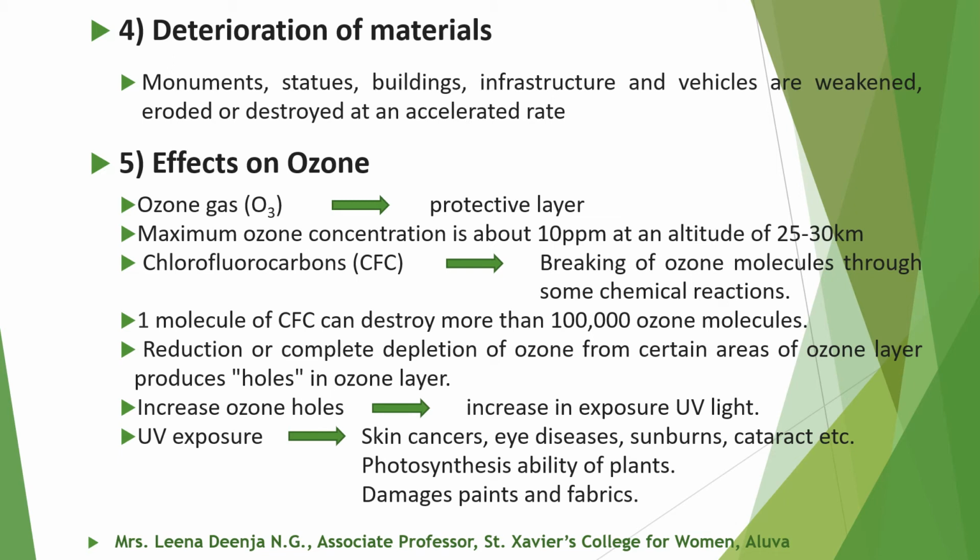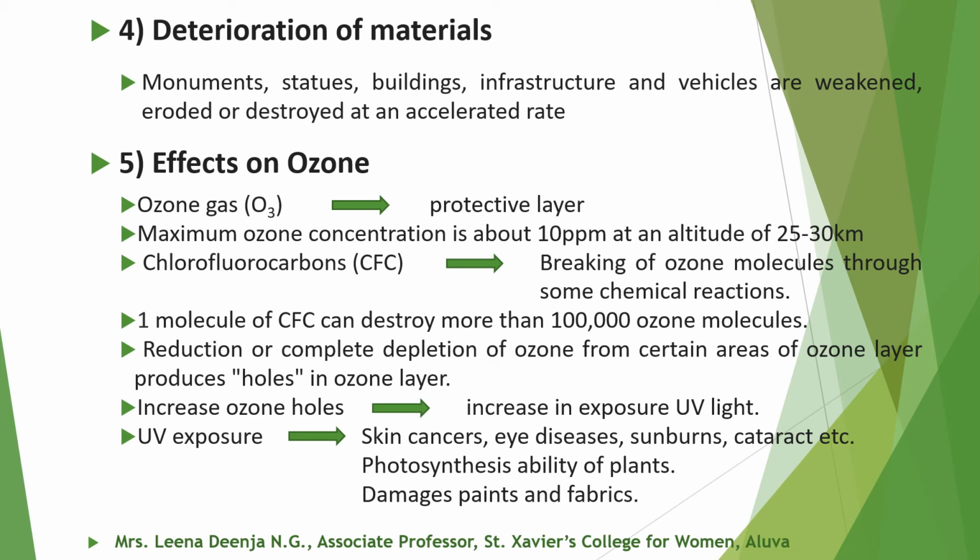Fourth one, deterioration of materials. So many monuments, statues, buildings, infrastructure, and vehicles are weakened, eroded, or destroyed at an accelerated rate over time. Fifth one, effects on ozone. Ozone gas or O3 gas in the stratosphere acts as a protective layer by preventing the dangerous ultraviolet light reaching Earth's surface. The maximum ozone concentration is about 10 parts per million at an altitude of 25 to 30 km from Earth's surface. This layer is known as ozonosphere.